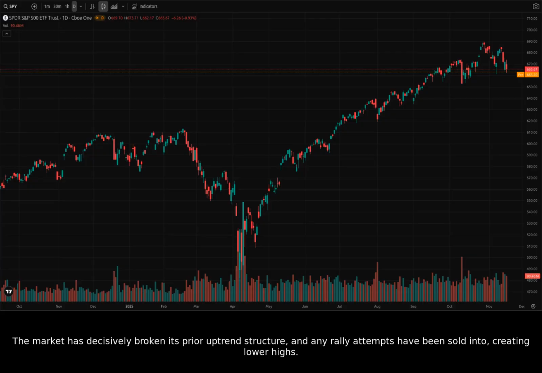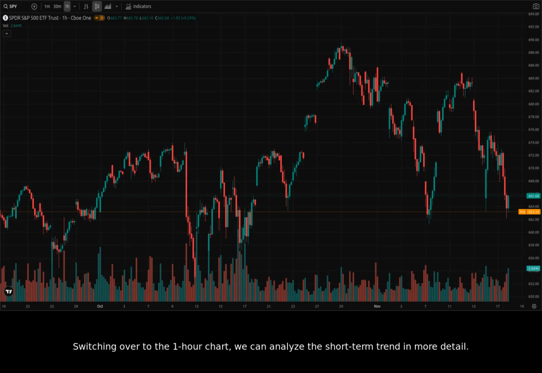The market has decisively broken its prior uptrend structure, and any rally attempts have been sold into, creating lower highs. Switching over to the 1-hour chart, we can analyze the short-term trend in more detail. The downtrend is even more defined on this time frame. We can draw a descending trend line connecting the series of lower highs since the peak.